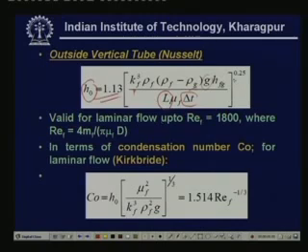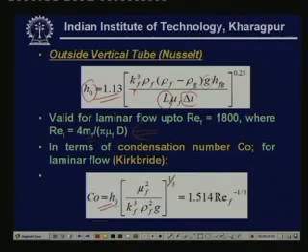And this above expression is valid for laminar flow, that means up to Reynolds number of 1800, and the Reynolds number here is defined as Re_f. This is the Reynolds number expression. Re_f is 4 into m subscript f divided by pi mu f into d, where m subscript f is the condensation rate and mu f is the viscosity of the saturated liquid and d is the outer diameter of the tube. And in terms of condensation number CO, Kirkbride has suggested this correlation.